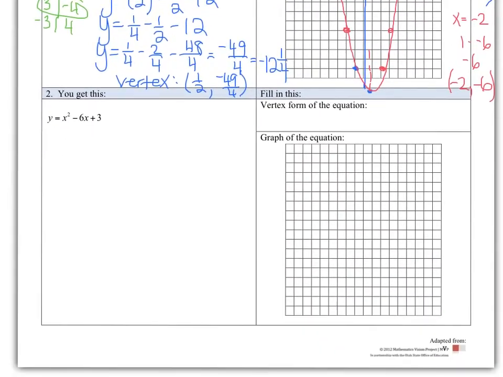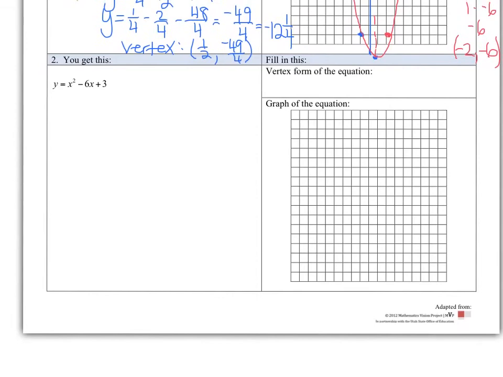The next problem we have is a similar problem. So I want you to pause the video and try this one. Remember, in this case, you're putting it into vertex form, but you're still using some of the same ideas.